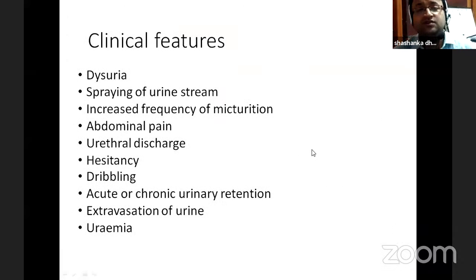Clinical features: dysuria, spraying of the urinary stream, increased frequency, abdominal pain, urethral discharge, hesitancy, which is difficulty in initiation of the urinary stream, dribbling of urine, acute or chronic retention, extravasation of urine, and uremia. These are common clinical features associated with urethral strictures.